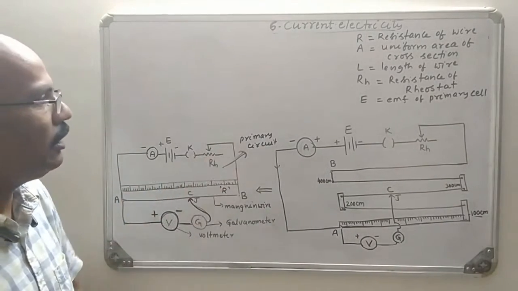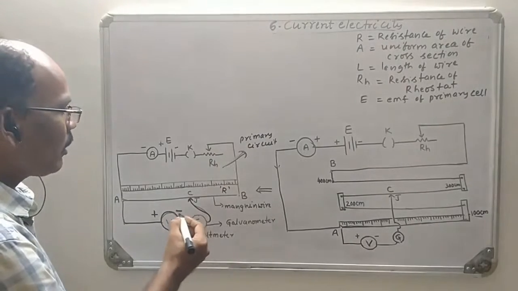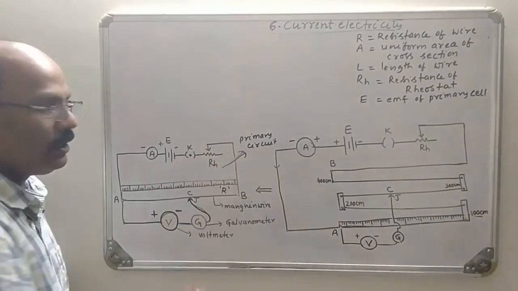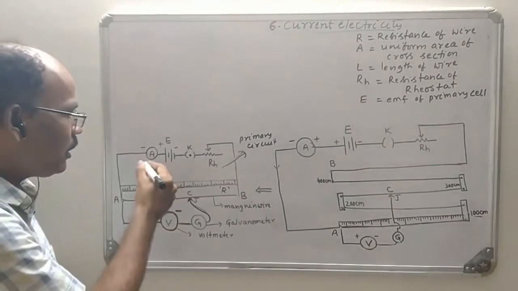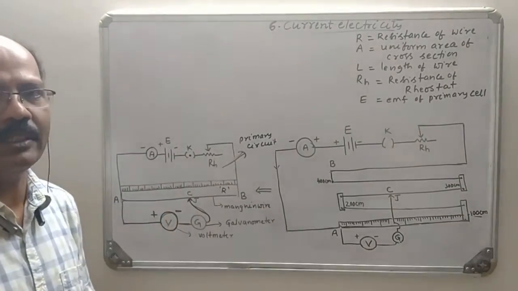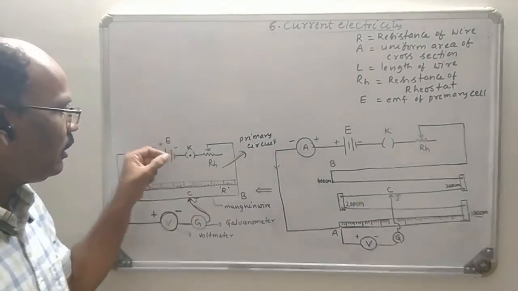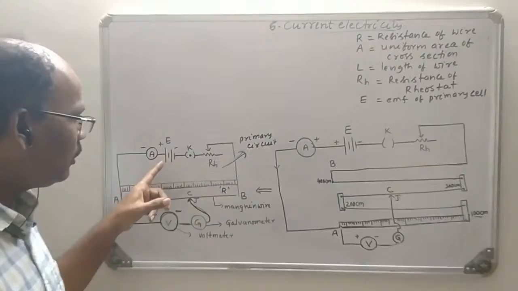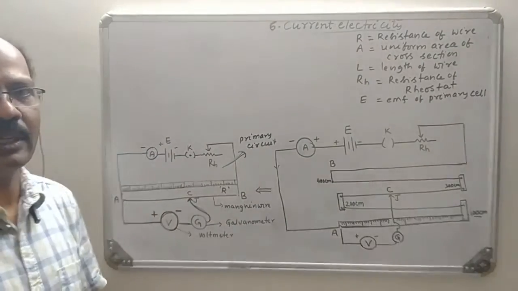Suppose we close the key, then the circuit is said to be in closed condition. When we put the key in the plug key, then the circuit is said to be in closed condition.